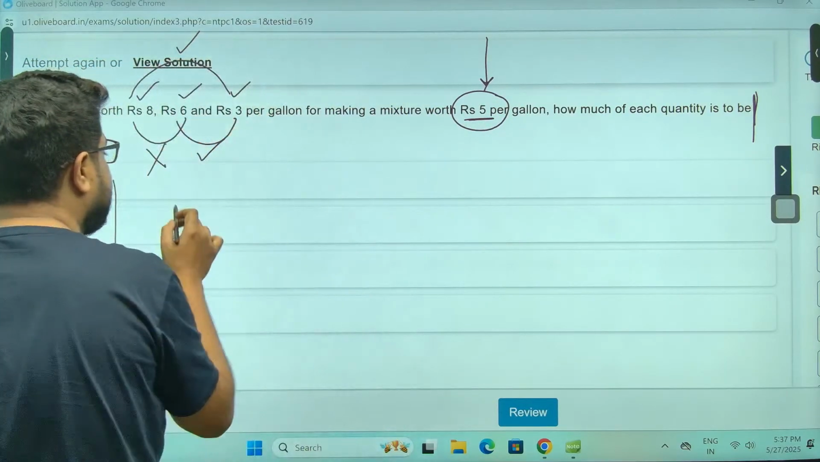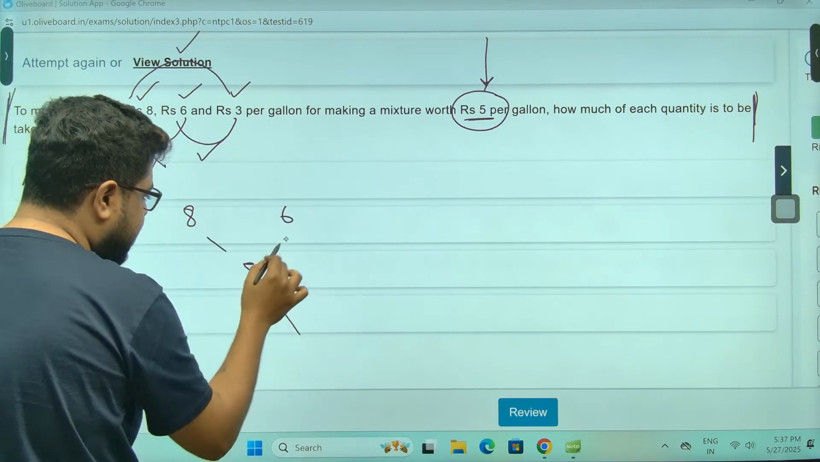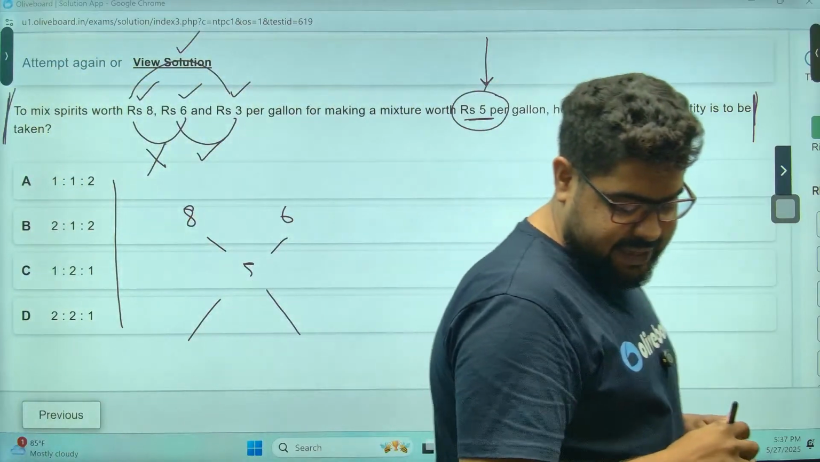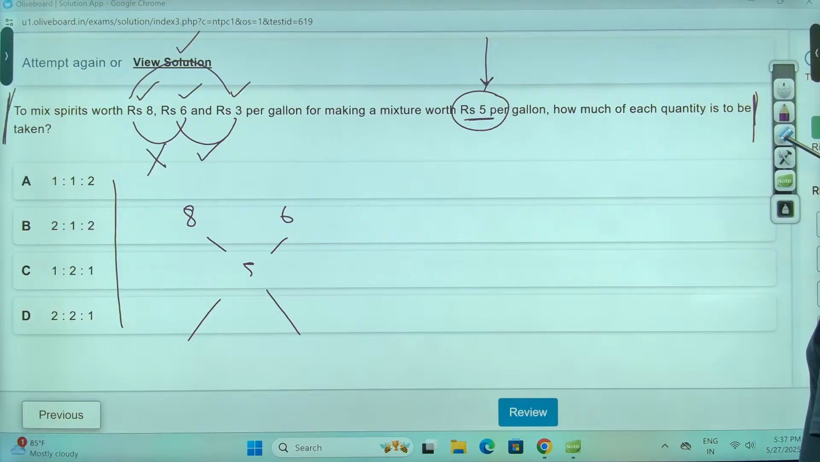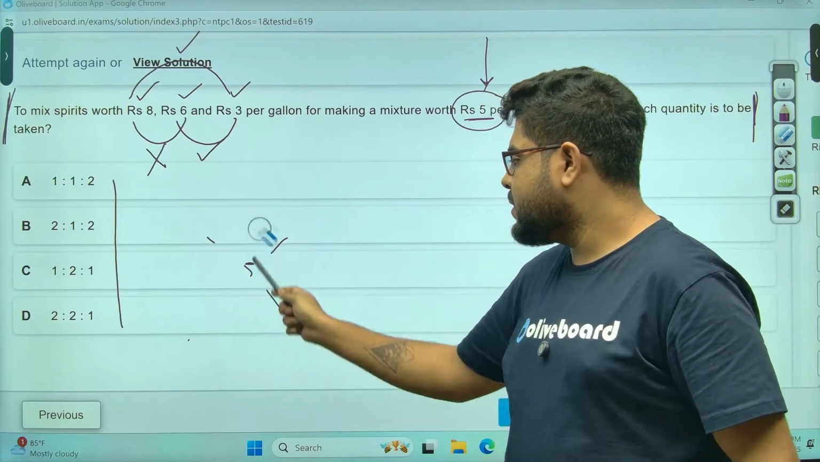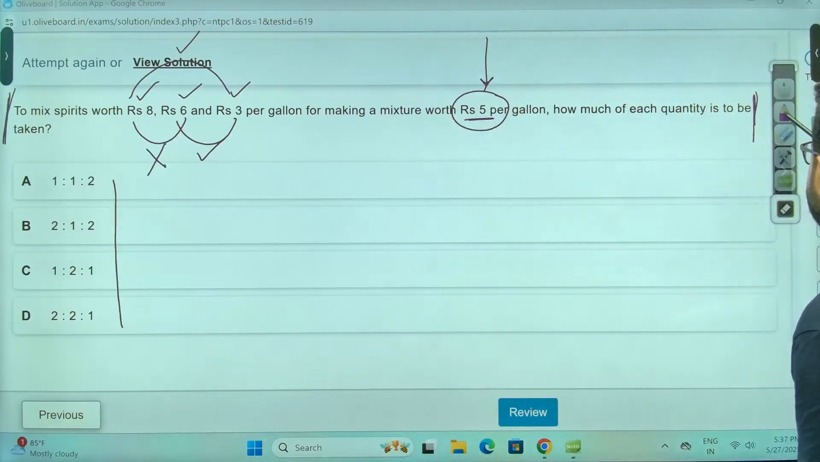Otherwise, it won't happen at all. If you write 8 here, 6 here, and sir 5 here, you can never take allegation. This is impossible allegation. This is impossible to do. You see, why the ratio will come out in this case as negative? That is impossible, sir. Correct, sir? Everybody clear? Clear how I'm choosing? How I'm choosing my battles?